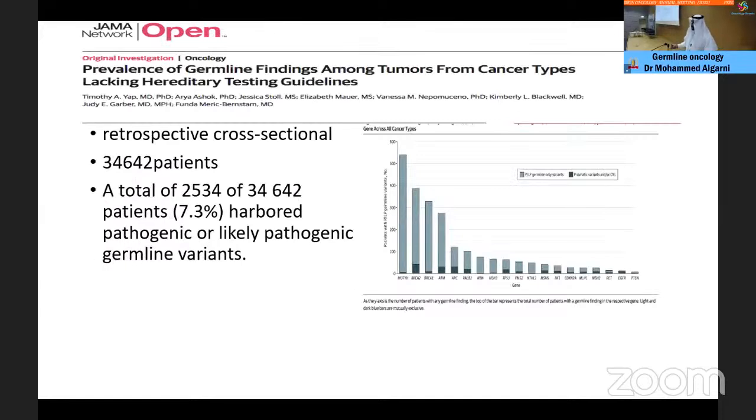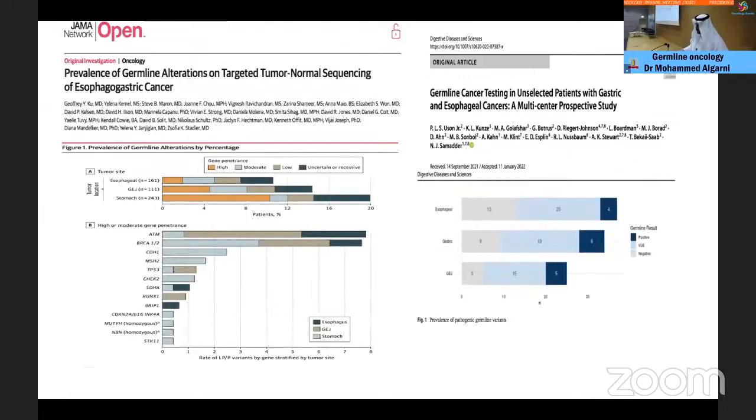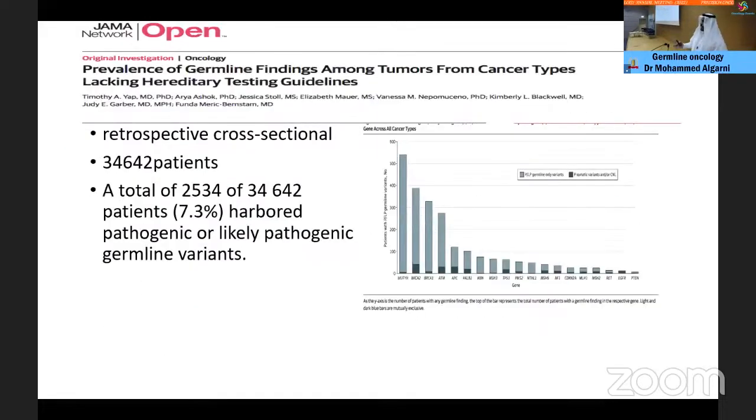Another study looked at cancers that don't have screening guidelines. Now we have screening guidelines for breast, ovarian, prostate, and pancreatic cancer, but there are certain types of cancer that don't have screening testing guidelines, for example GU cancer and lung cancer. This is data for more than 3,000 patients, and they found that 7.3% were carrying a pathogenic or likely pathogenic mutation. And if you look at the mutations, you find BRCA2 and ATM, mutations that have therapeutic implications for patients.